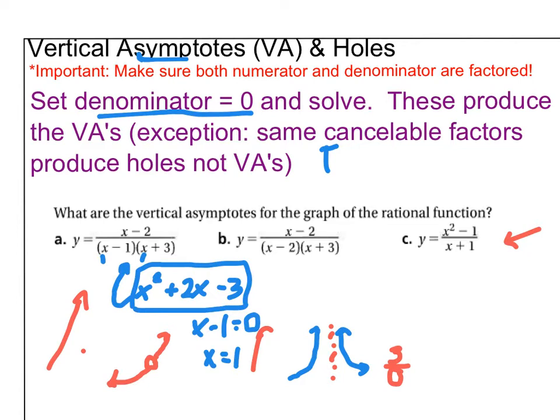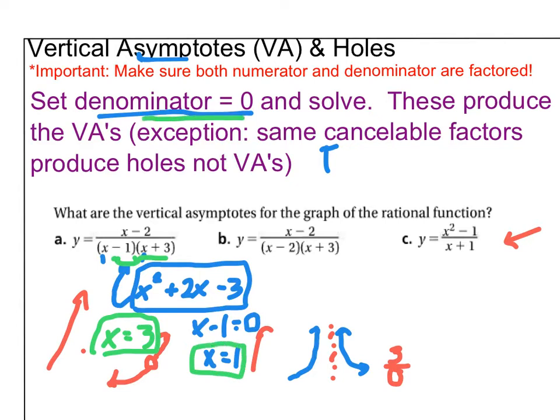Likewise, if you set the x plus 3 part equal to 0, you get x equals negative 3. So negative 3 plus 3 is 0, and negative 3 minus 1 is 4, and 0 times 4 is going to be 0 if you've worked all that out. So these are your two undefined pieces by looking at the denominator being equal to 0.